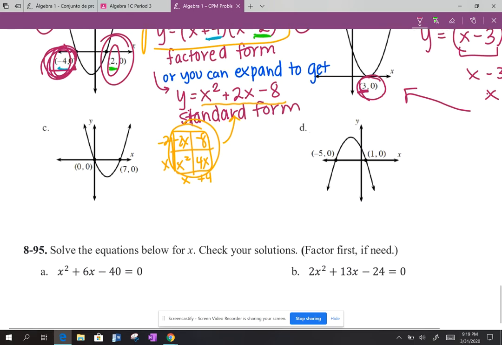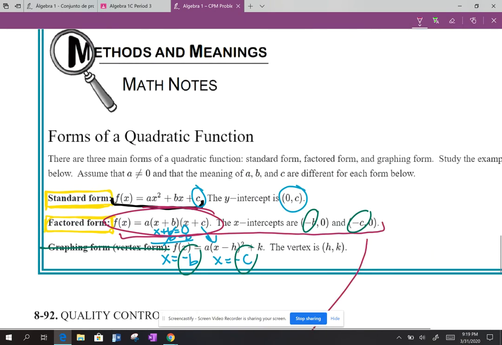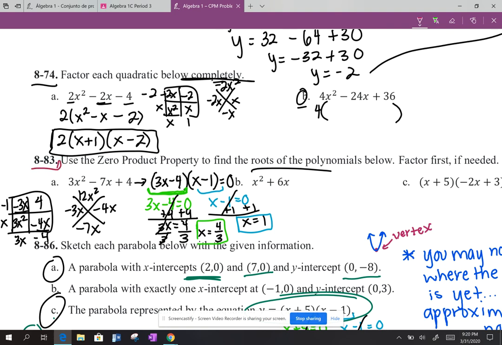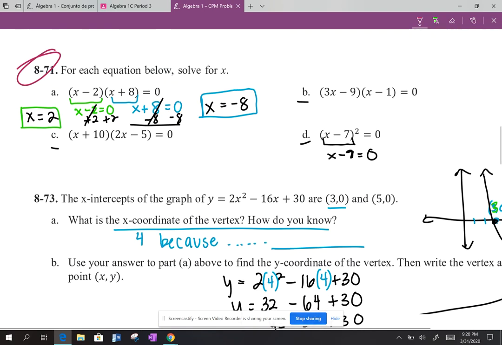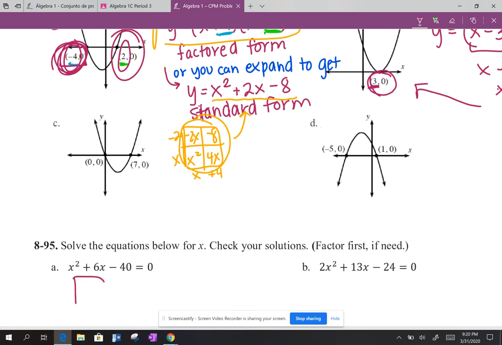And then last but not least, 8-95 is going to be the same thing that we did in problem 8-83, where you factored a quadratic and set it equal to 0 and solved for x. Okay, same thing. We also did that up here for 8-71. But you may need to factor first. So factor, find your product, and then set each piece equal to 0.